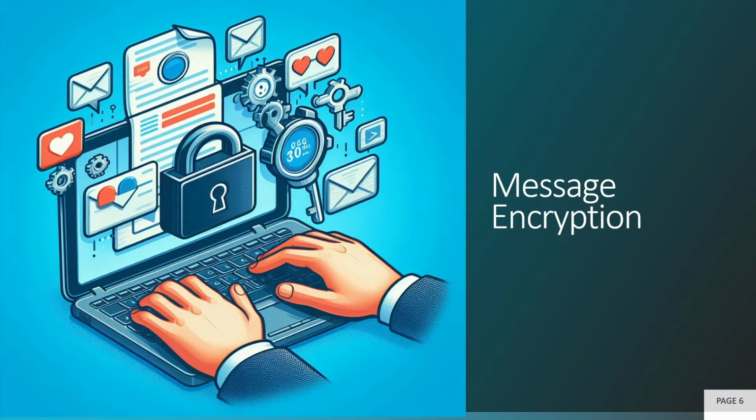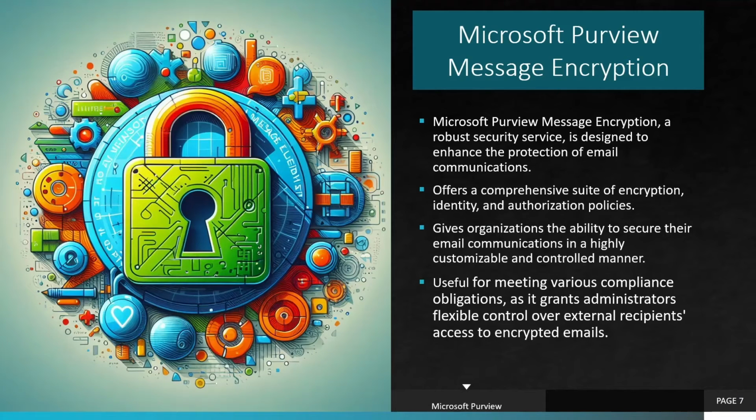So let's see how Microsoft Purview implements message encryption. Now, Microsoft Purview message encryption is a security service designed to enhance the protection of email communications. It's built on the reliable foundation of Azure Rights Management, which is a component of Azure Information Protection, and it offers a comprehensive suite of encryption, identity, and authorization policies. And these policies are important in safeguarding sensitive information transmitted via emails.